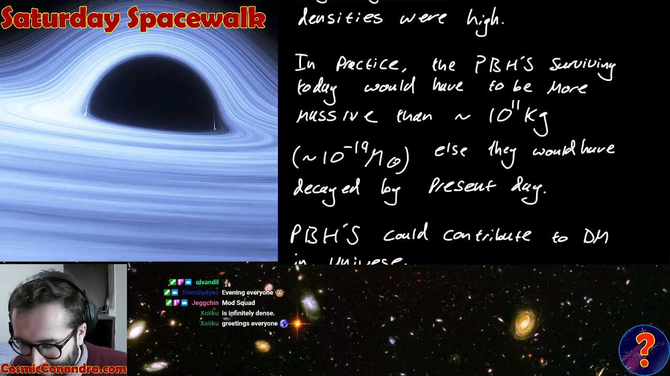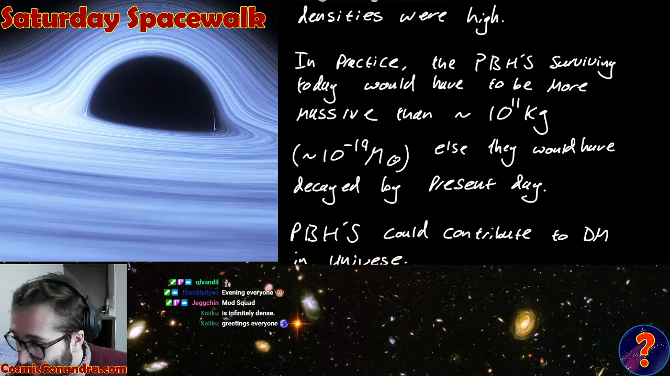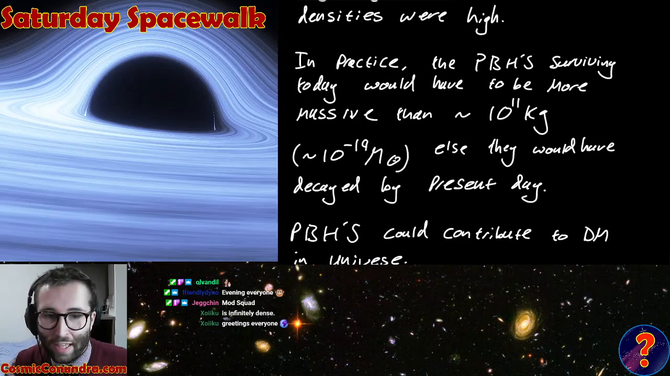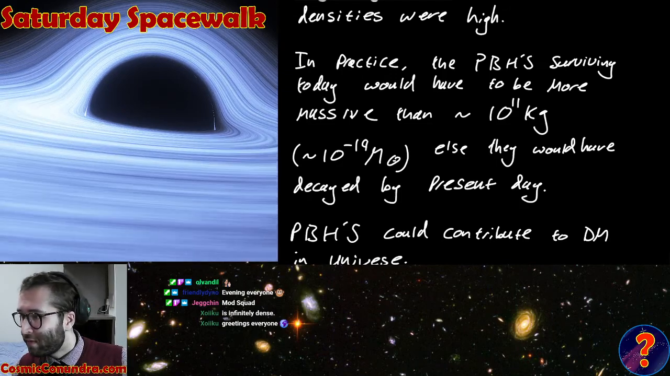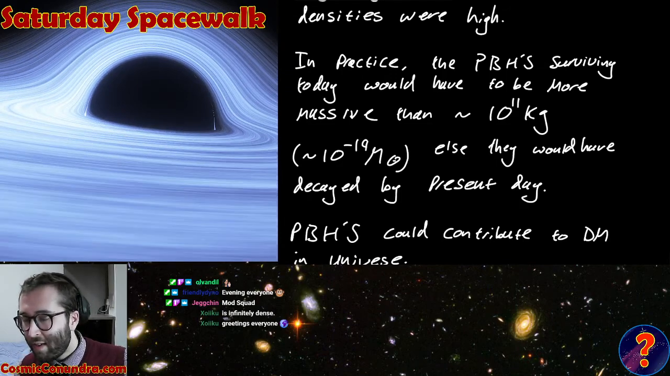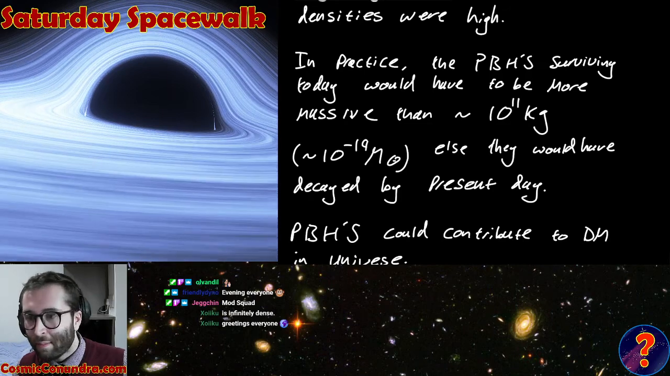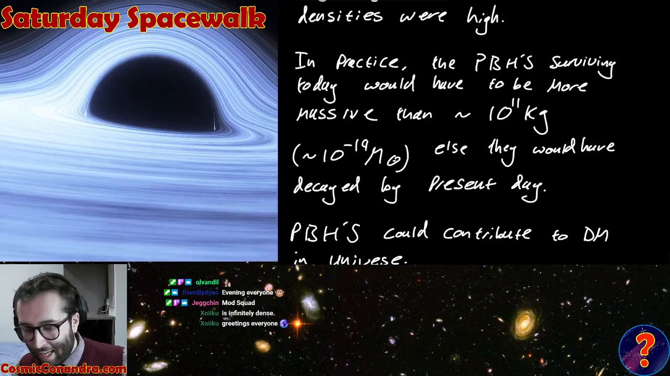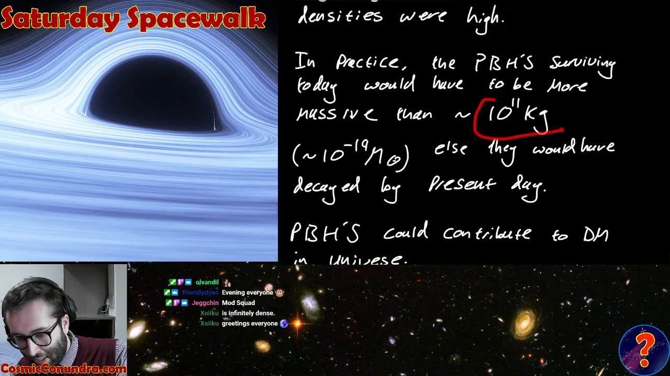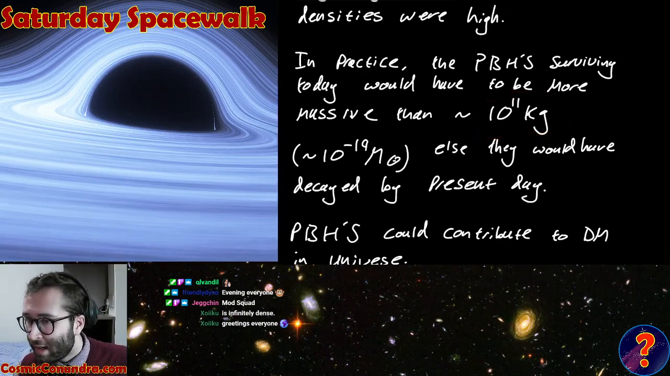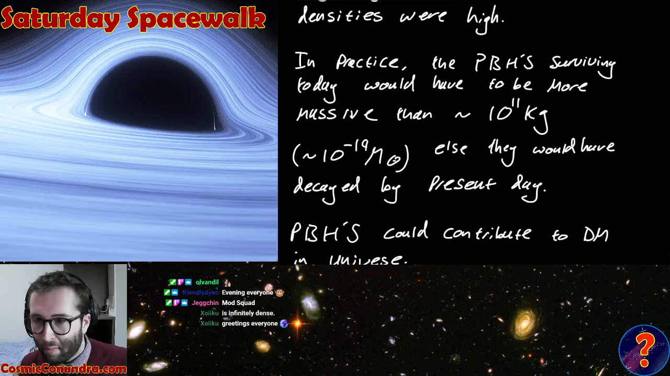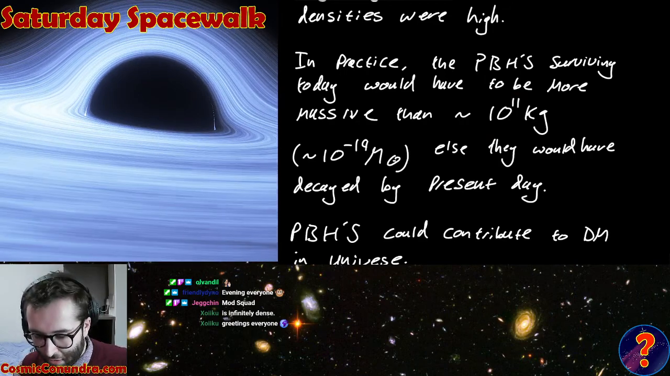But hello to you. So, because black holes evaporate by this process of Hawking radiation, we can place a sort of lower bound on how big the surviving primordial black holes would have to be. Because if they were any less massive than around 10 to the 11 kilograms, then the black holes that were formed very early on in the early universe would have already evaporated by this Hawking radiation.